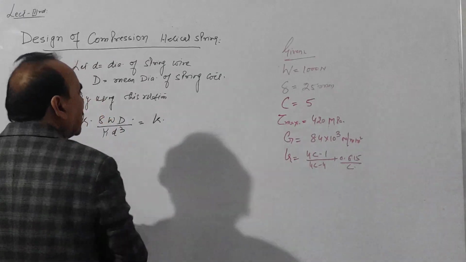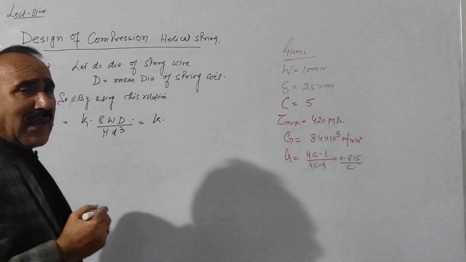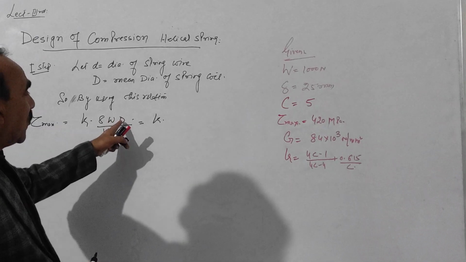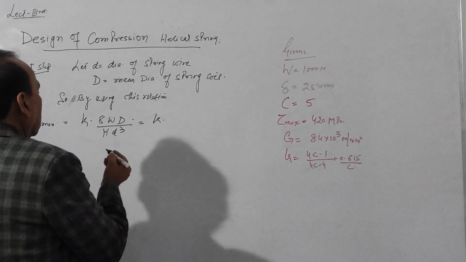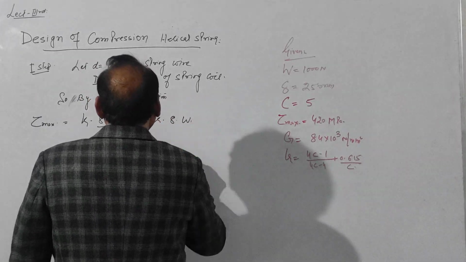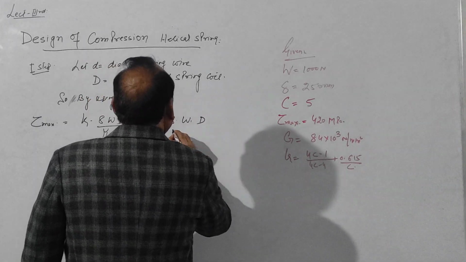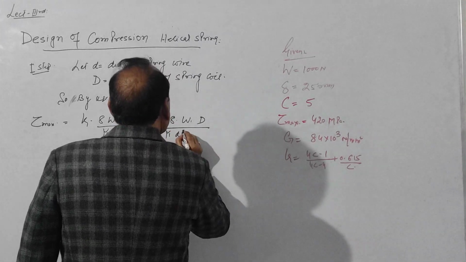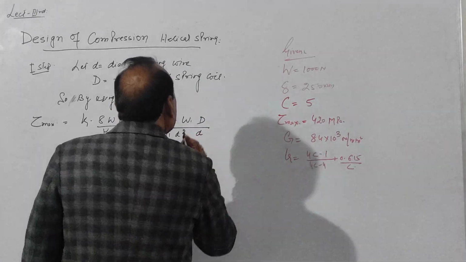because the mean diameter is not given here. Mean diameter we have to calculate. So this relation, because we know K is equal to 8 into W into D upon pi d square into d. Is there any problem?